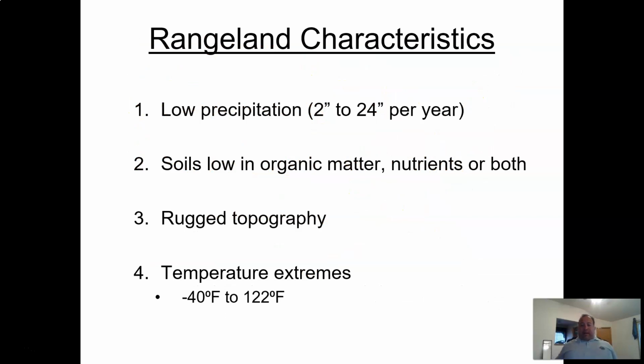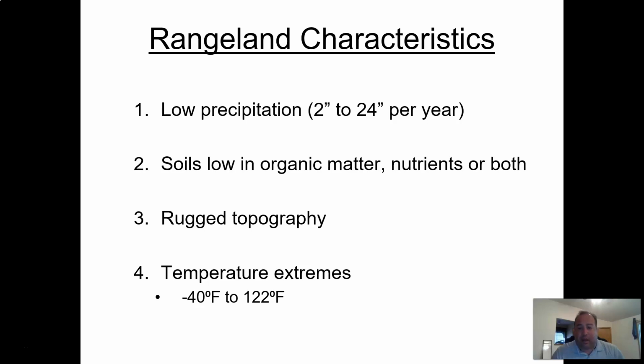So what is a rangeland? How do we really characterize it? How do we really decide and say this fits into that category? So there's 4 kind of bigger rangeland characteristics. So one is the idea of low precipitation, somewhere between 2 to 24 inches per year. Bakersfield here gets about 6.5 inches. So really falls right into that category.